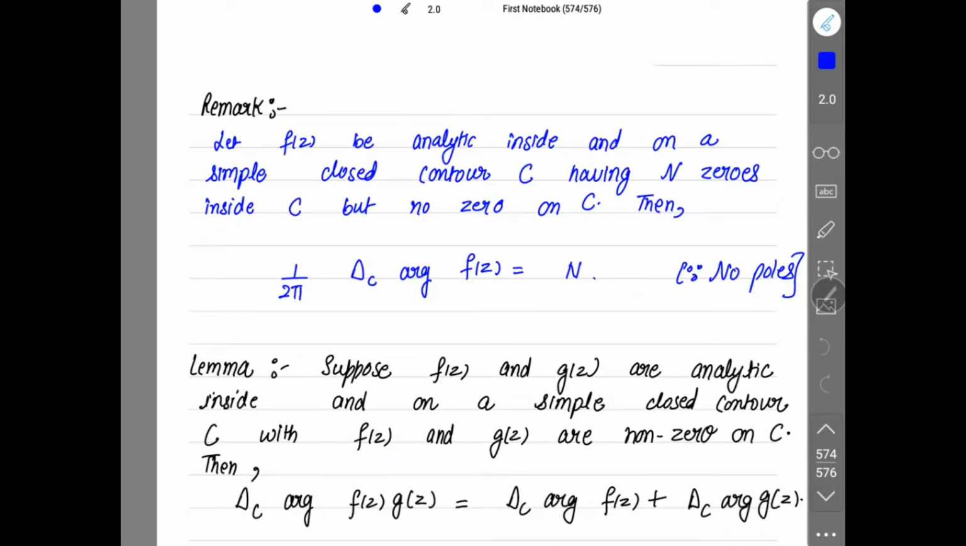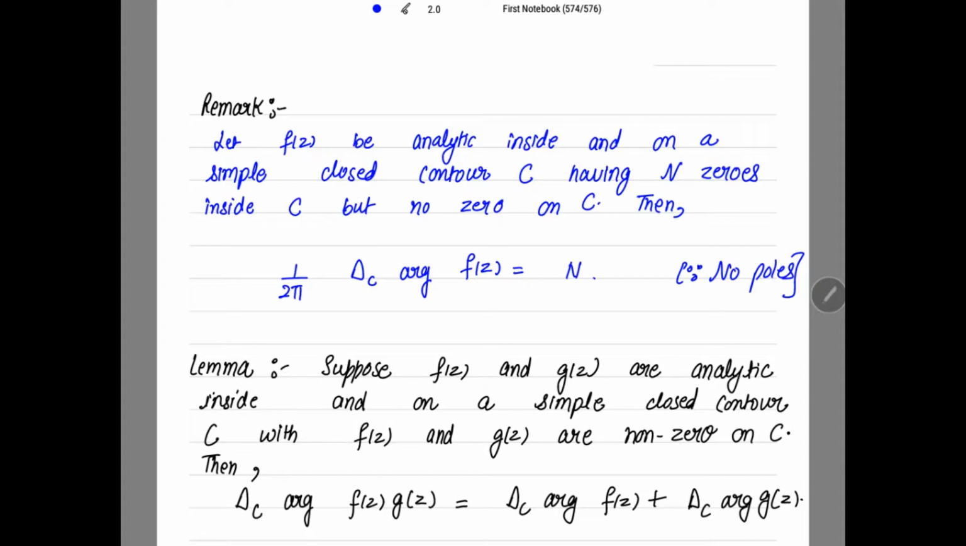There is a remark. Let f(z) be analytic inside and on a simple closed contour C having n zeros inside C but no zero on C. Then, according to argument principle, we have 1 over 2π Δc argument f(z) is equal to n − p. But where are p? We don't have any poles. So poles are not mentioned in this remark. So if we are not having the poles, then we say that argument principle is 1 over 2π Δc argument f(z) is equal to n only, right? This is just a small remark.